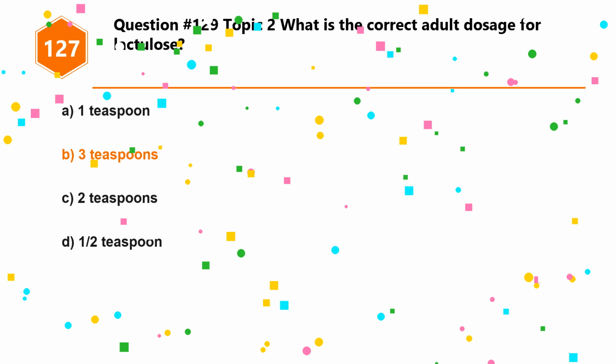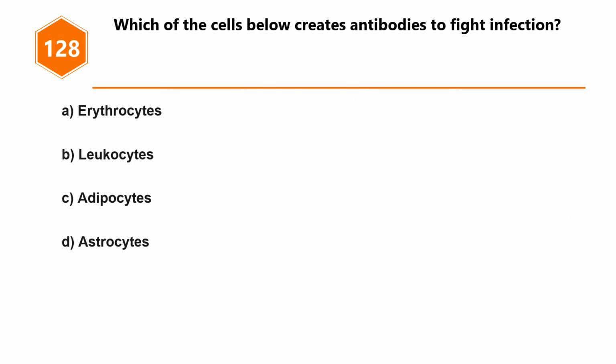The correct answer is option B. 3 teaspoons. Question 128. Which of the cells below creates antibodies to fight infection? Option A, erythrocytes. Option B, leukocytes. Option C, adipocytes. Option D, astrocytes.